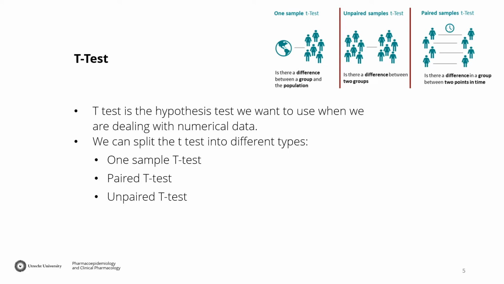At the top right, you can see a figure with the 3 different ones. For the one sample t-test, we want to see if there's a difference between a group and the population. For the unpaired t-test, we want to see if there's a difference between 2 different groups. And for the final one, the paired t-test, we want to see if there is a difference in a group between 2 points in time. So it's the same patient that you measure twice.